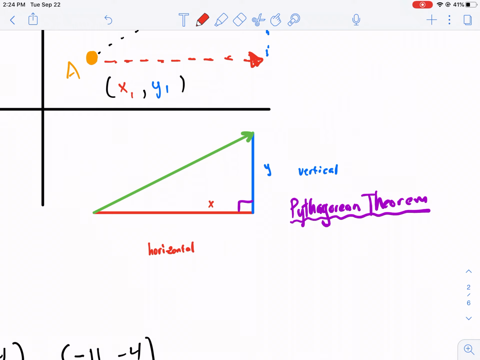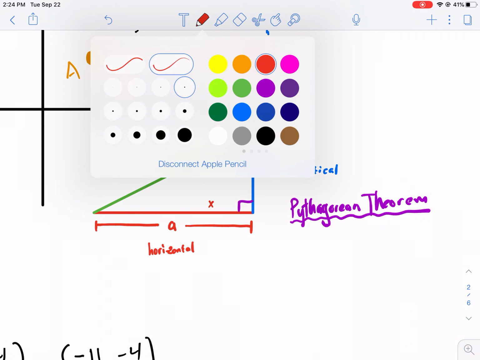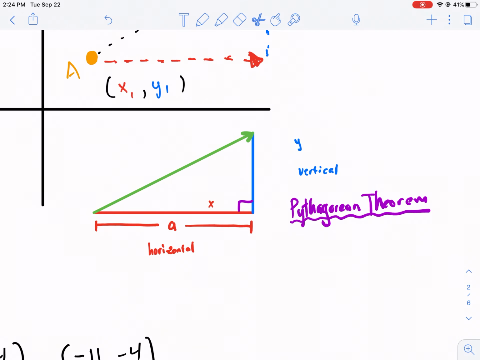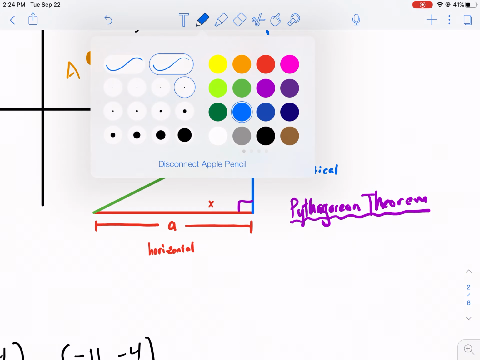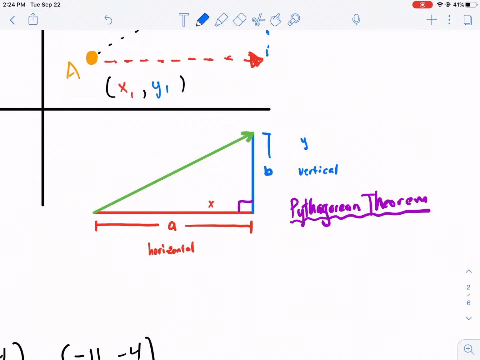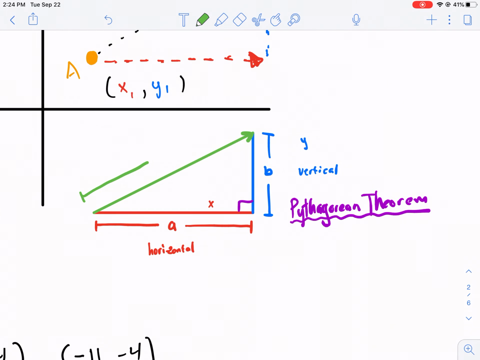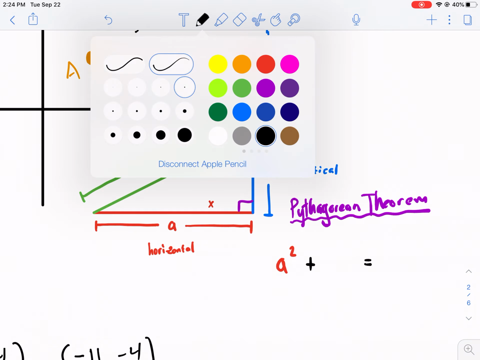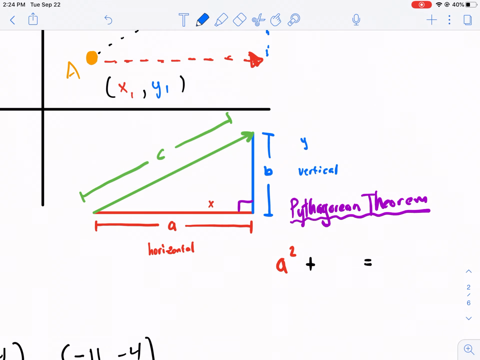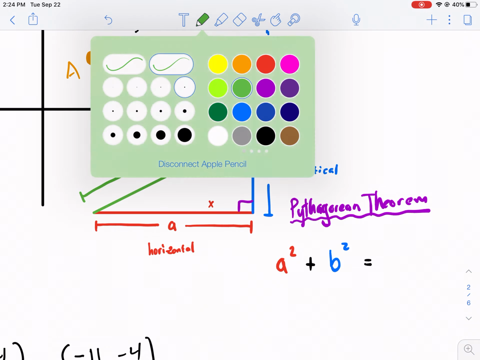Usually they have a side length. So let's just say we have this as side A. I'm going to move this y over. You might ask why, and I would say yes. And then I have this as B, and then we have this as C. This is typically how you see the Pythagorean Theorem represented. Now, the Pythagorean Theorem states the following. A squared plus B squared equals C squared, okay?